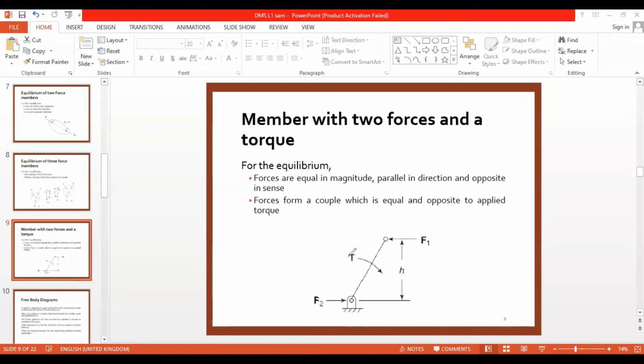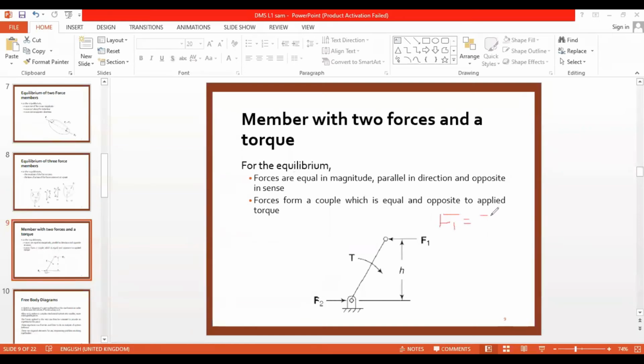And if we apply some force, I mean a toe, then it will tend to move, right? So this is a simple system. How is this system going to be in equilibrium? Now that's the concern. Forces are equal in magnitude, parallel in direction, and opposite in sense. So F1 should be equal to F2, right?